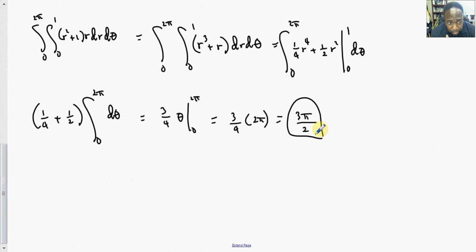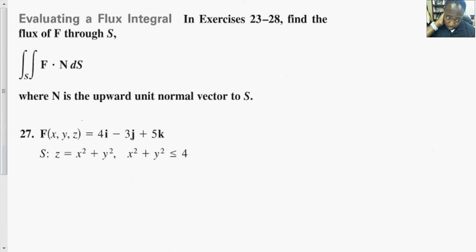Okay. All right. Let's look at one more, and then we're done with this section. All right. So nothing to convert for F, which is defined as 4i minus 3j plus 5k. But what about capital G? This is z minus x squared minus y squared.